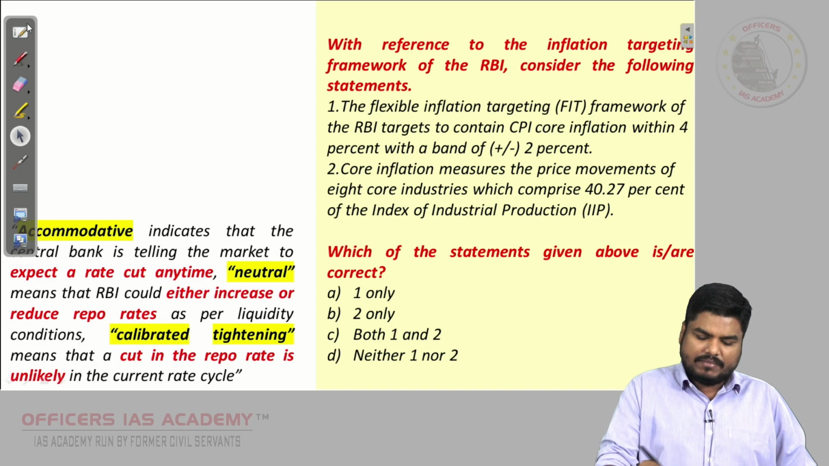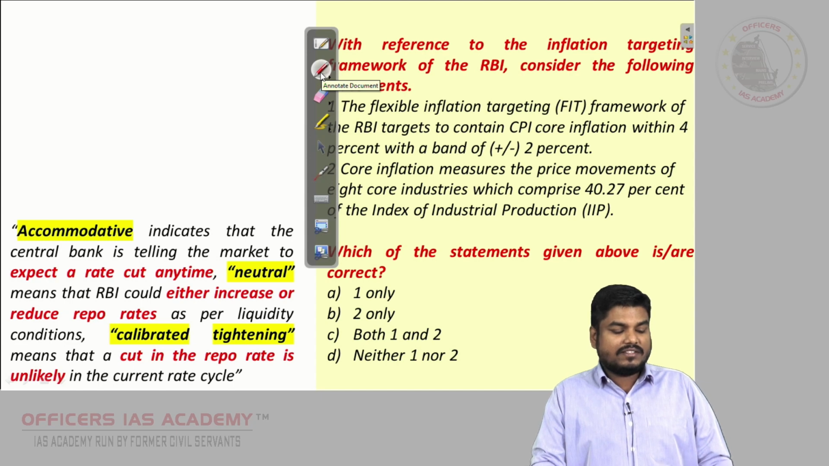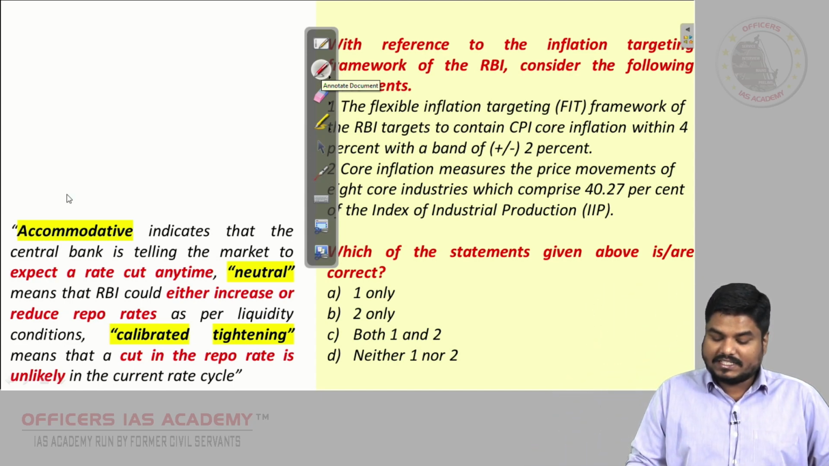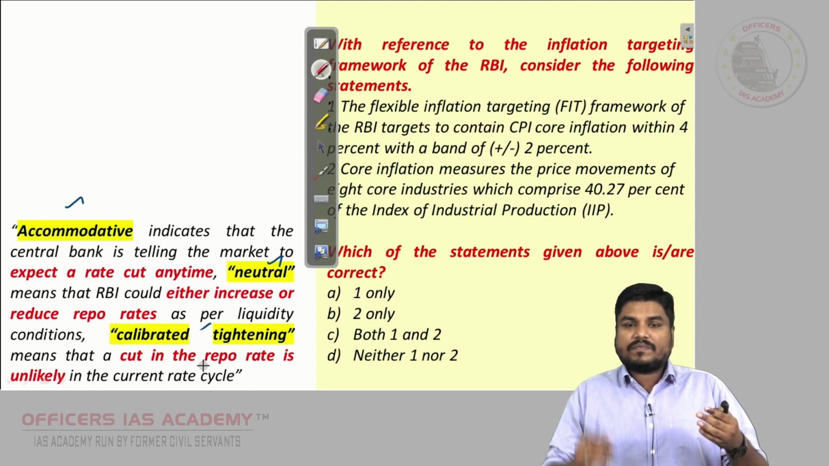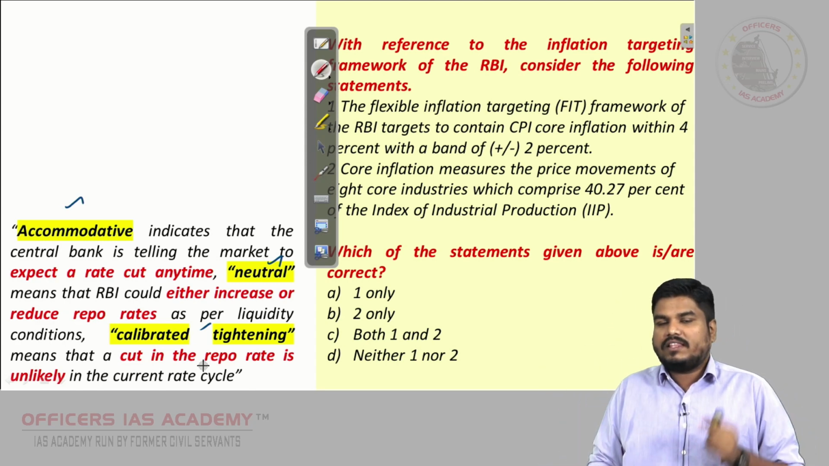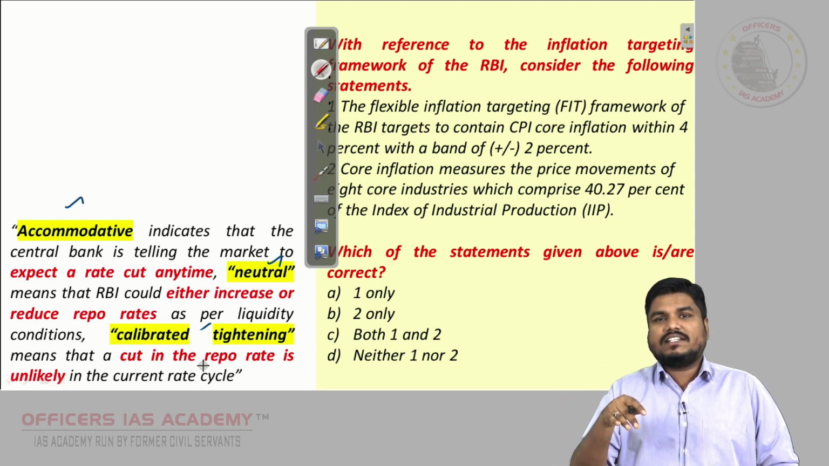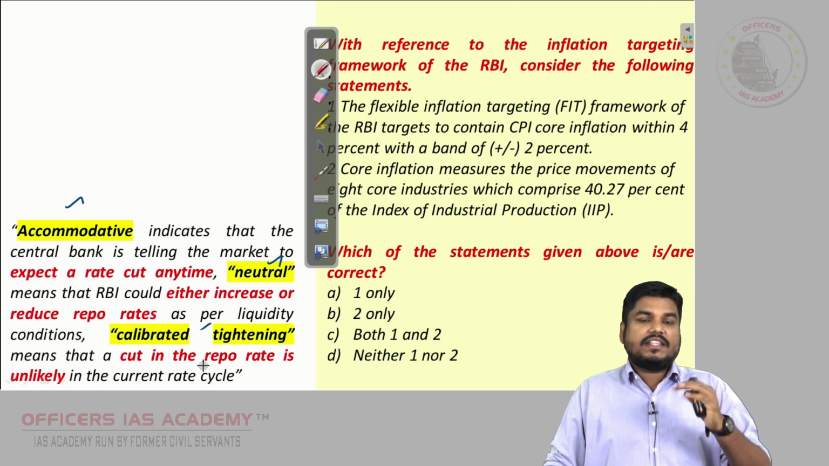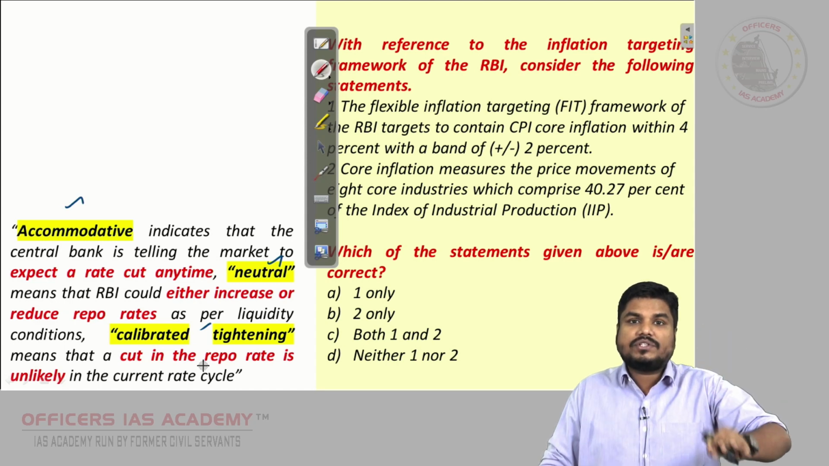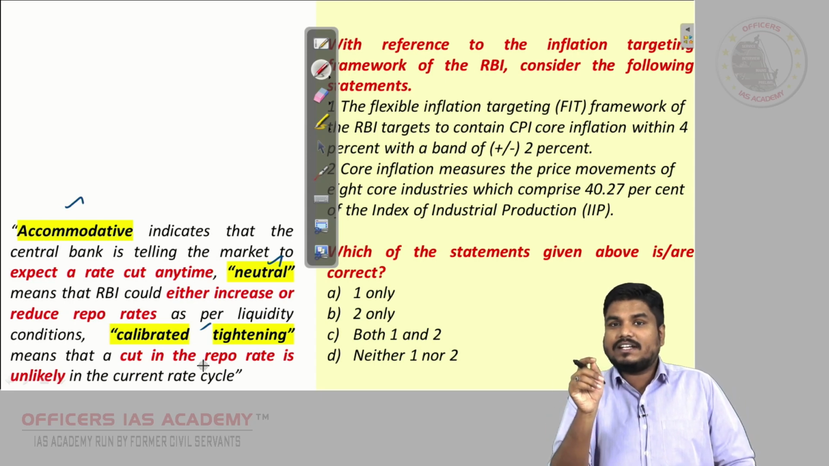Some more information. Many students were sending me messages asking me to explain what is this accommodative stance, neutral stance, calibrated tightening stance. Very important, friends. The Monetary Policy Committee, while reviewing and announcing the policy rates, will give a hint to the market about what trend the committee is going to adopt in future with respect to interest rates. Whether in future the interest rates will be reduced or increased, or it is going to be the same. Not certainly, but a hint will be given.